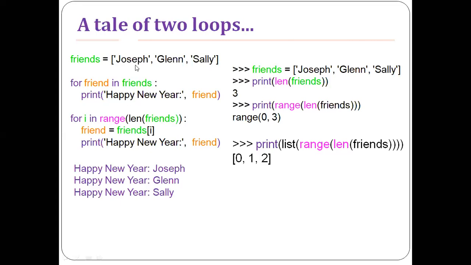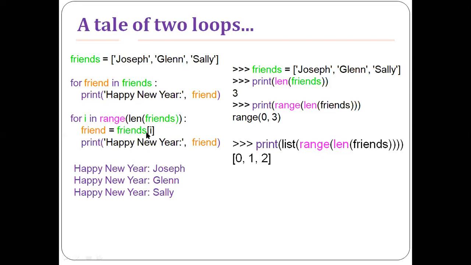Here we have three elements, right? Joseph, Glenn, and Sally. What we're doing is finding the range, right? Range in the sense of 0, 1, 2, and 3. So for each element, I'm printing the value, that is friends of i. i is nothing but the range. Initially the range is 0, so that will be assigned to the iteration variable.